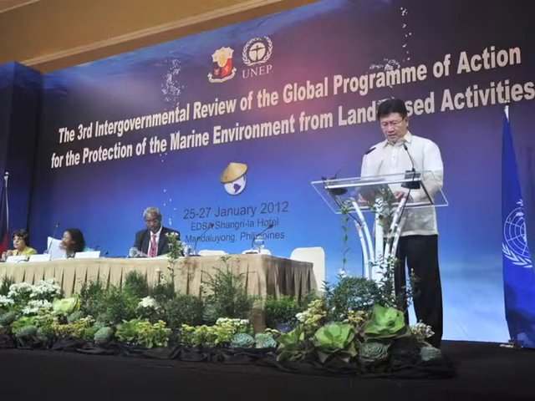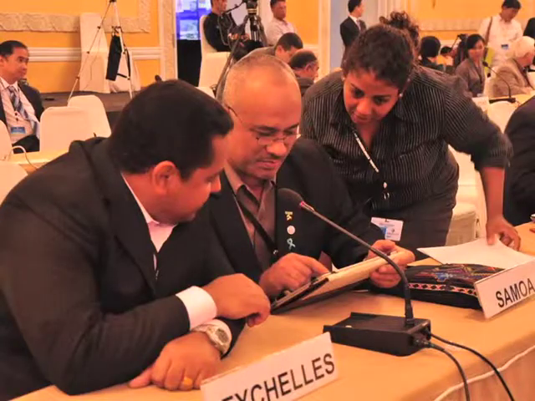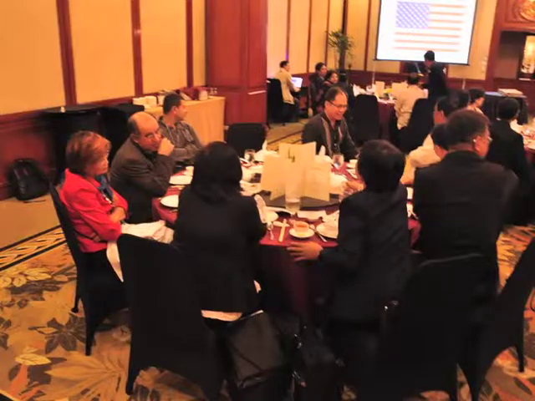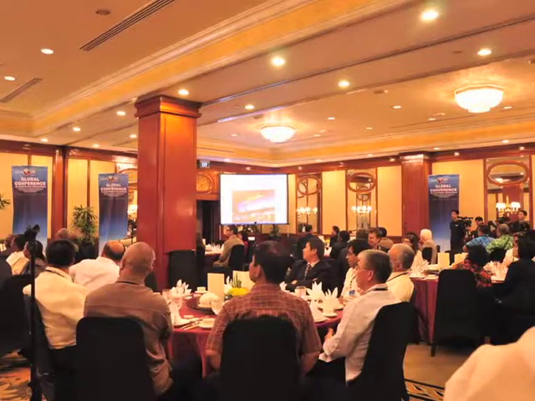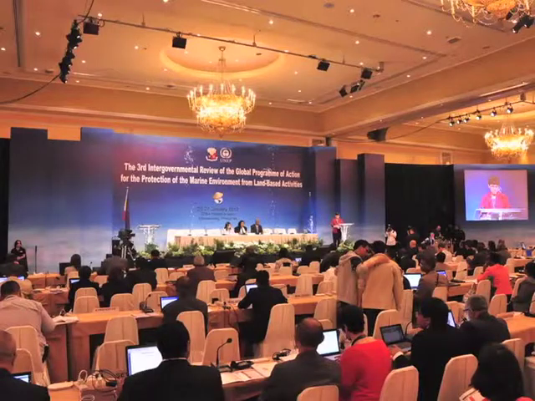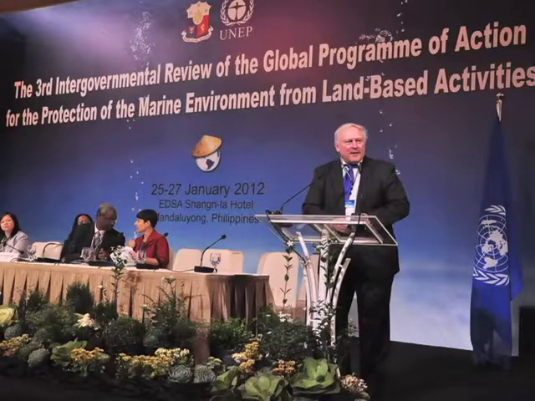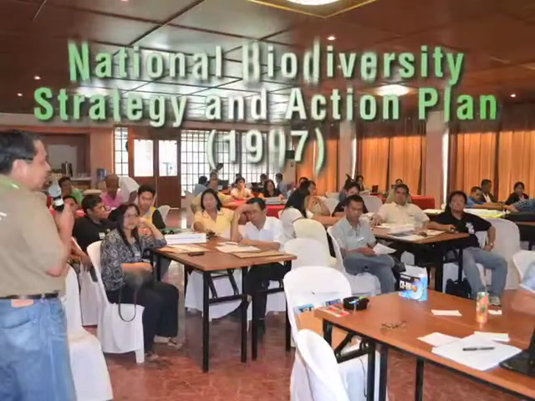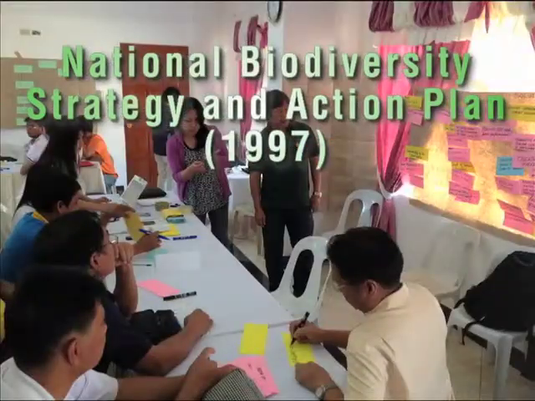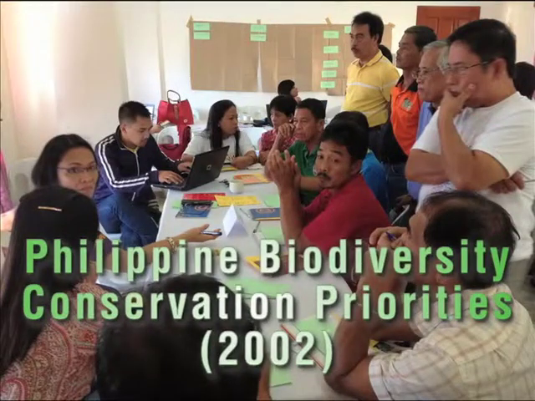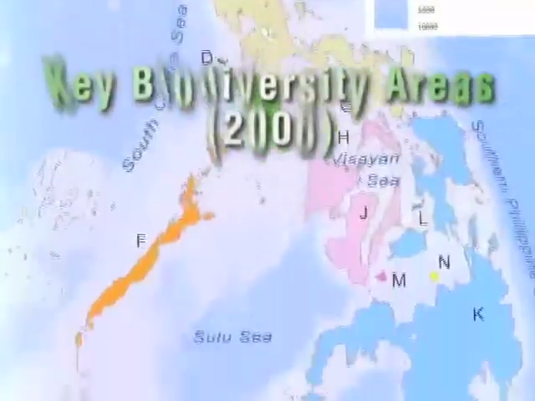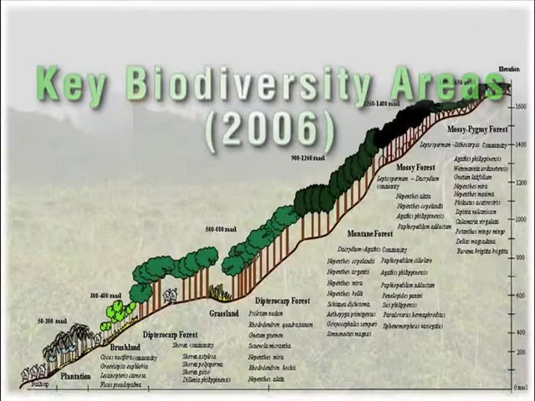Documents were formulated to address measures set in the Convention and to integrate and mainstream biodiversity conservation and sustainable use into relevant sectoral or cross-sectoral plans, programs, and policies. Among these are the National Biodiversity Strategy and Action Plan, Philippine Biodiversity Conservation Priorities, and Key Biodiversity Areas.